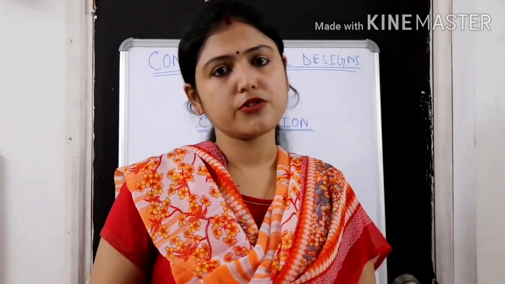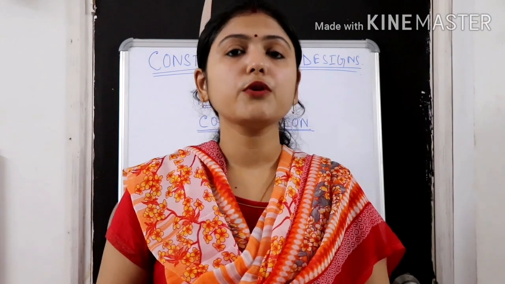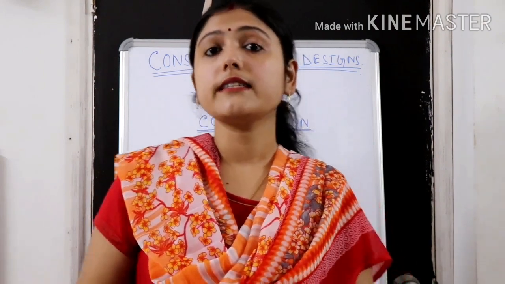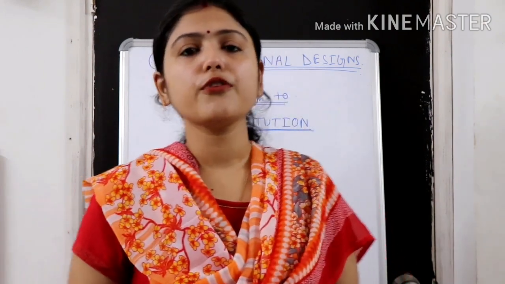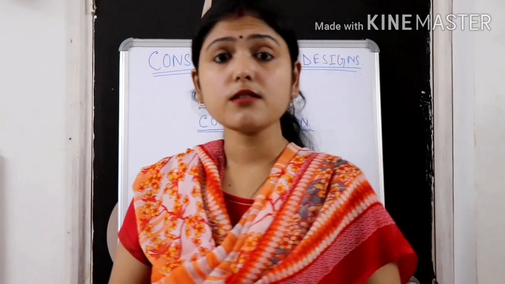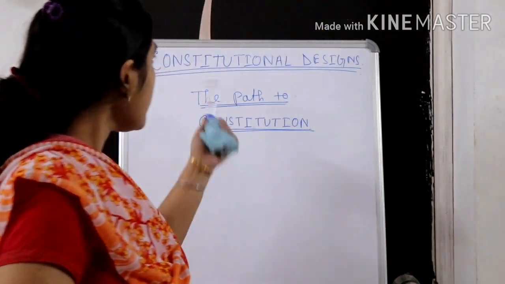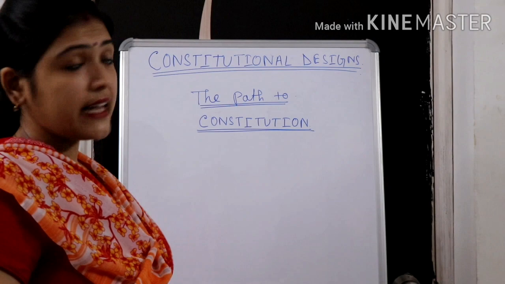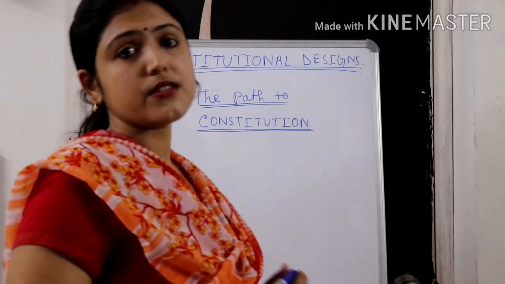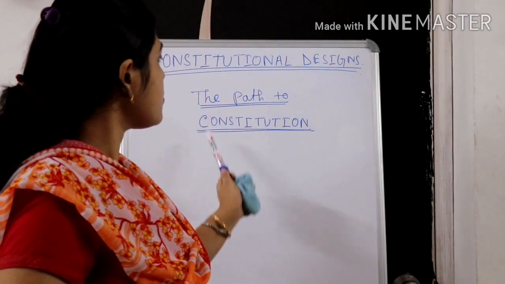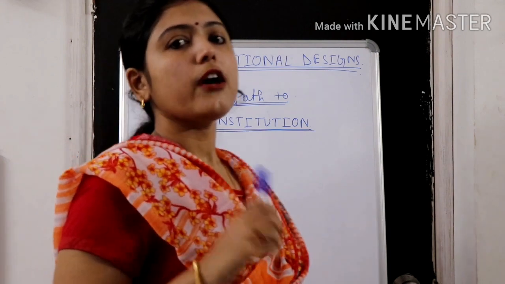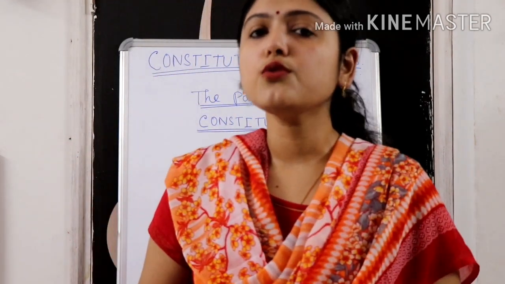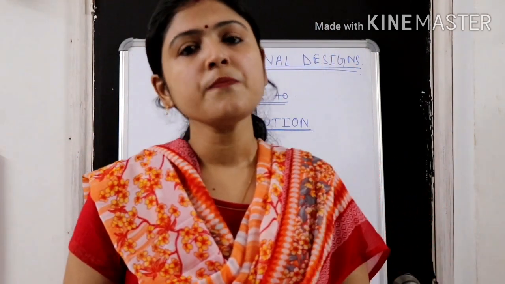Today we are going to discuss a topic from your civics portion. The topic is from the third chapter of your NCERT textbook and the second chapter of your syllabus. The chapter name is Constitutional Design, and the topic that we are going to discuss today is the path to Constitution.